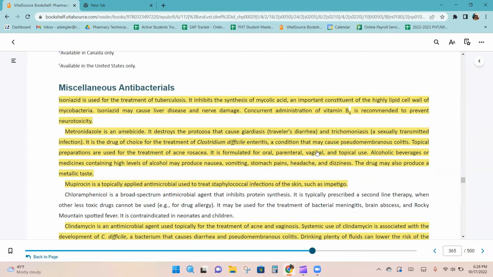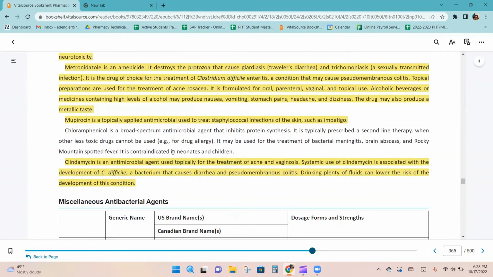Isoniazid is used for the treatment of tuberculosis. It inhibits the synthesis of mycolic acid, an important constituent of the highly lipid cell wall of mycobacteria. Isoniazid may cause liver disease and nerve damage. Concurrent administration of vitamin B6 is recommended to prevent neurotoxicity.